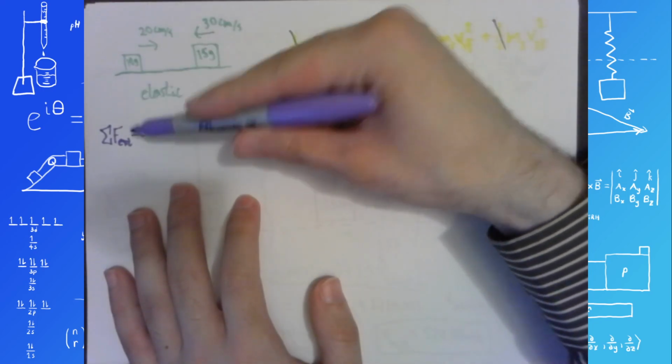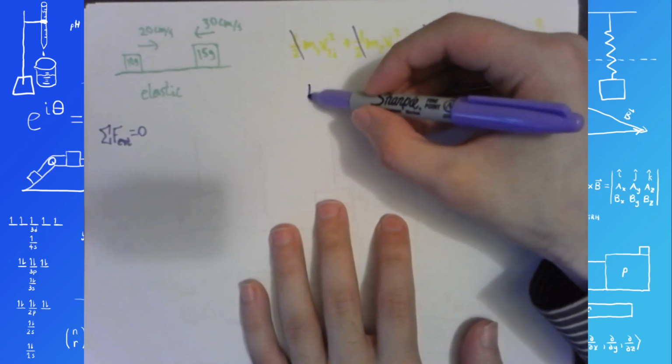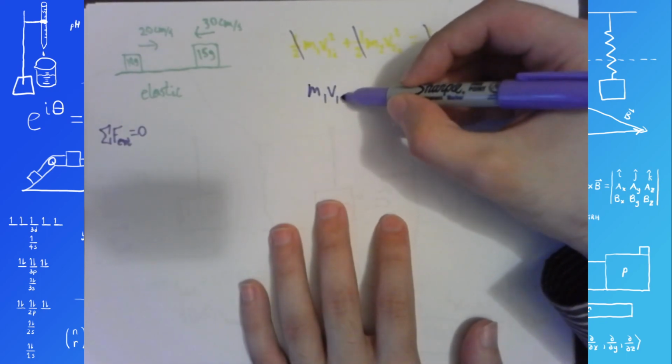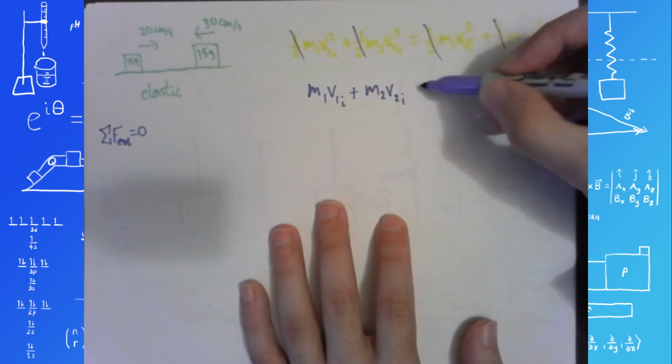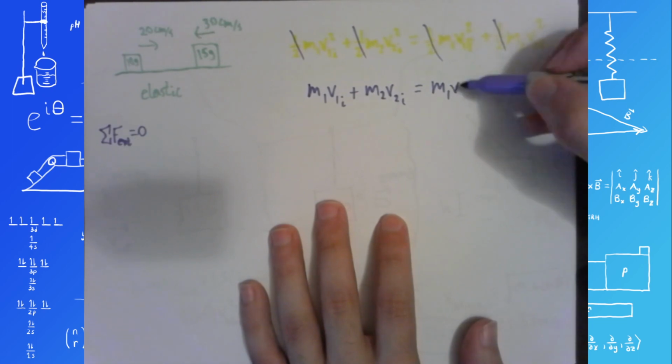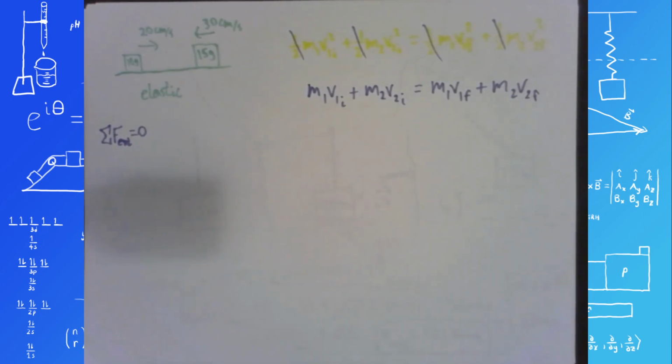Alright, so with that justification made, we can write m1 v1 initial plus m2 v2 initial equals m1 v1 final plus m2 v2 final. Now I could start plugging in numbers, but instead I want to do the derivation that I was just talking about. So let's see what we can do with these two equations.